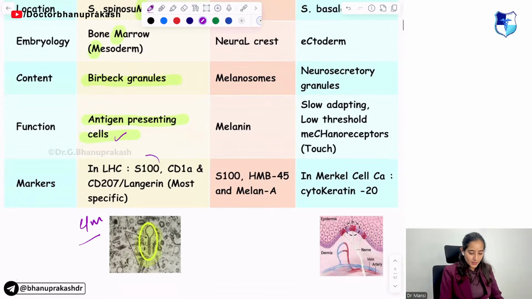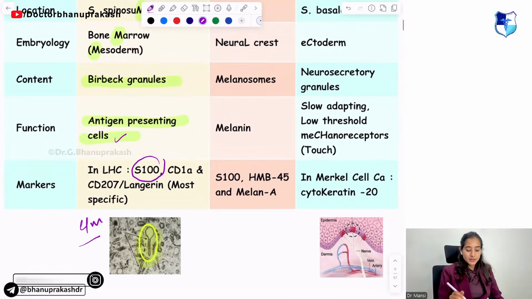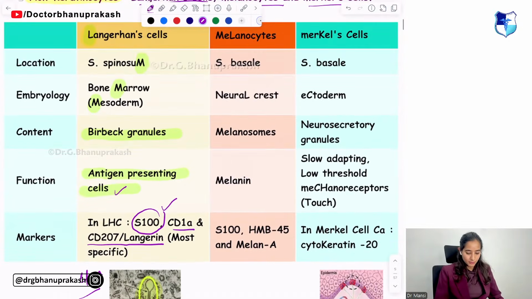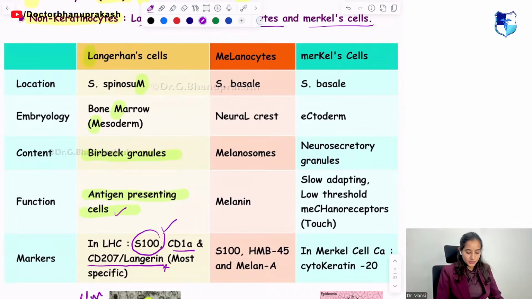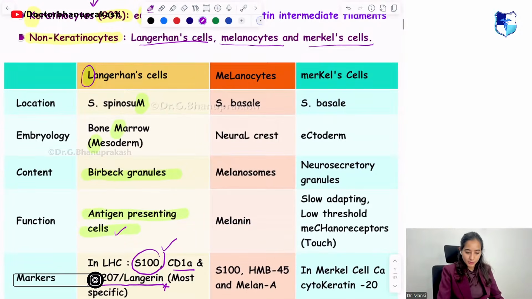Then what is the importance of this? There is a disease condition, Langerhans cell histiocytosis, where the markers are important. S100, CD1a, CD207, and Langerin are the markers. Langerin is the most specific one because it has an L. That's how you can remember.